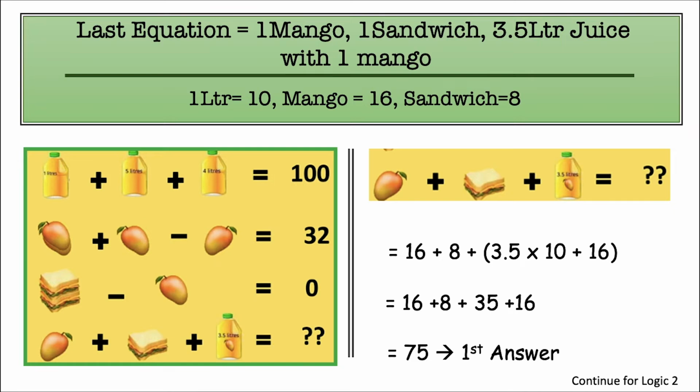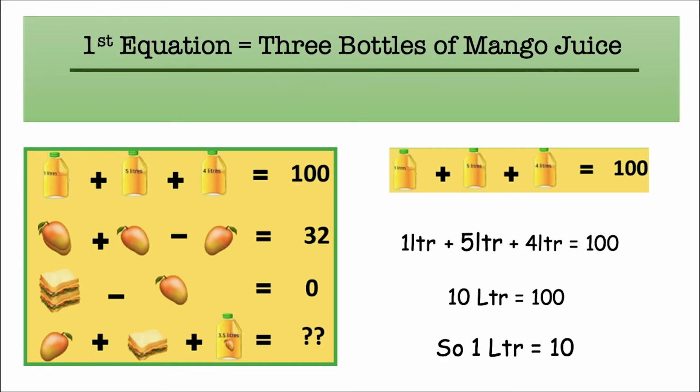So friends, here we have solved this puzzle, but this is the first answer. Now we can continue with the second logic as well. For the second logic, in the first equation we have got 3 bottles of mango juice, and all are of different quantity, so I am putting quantities here, and the sum is equal to 100.